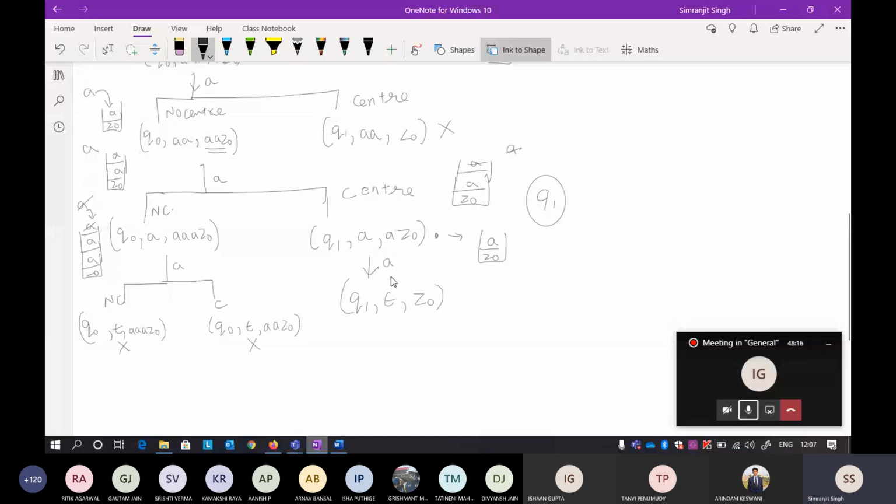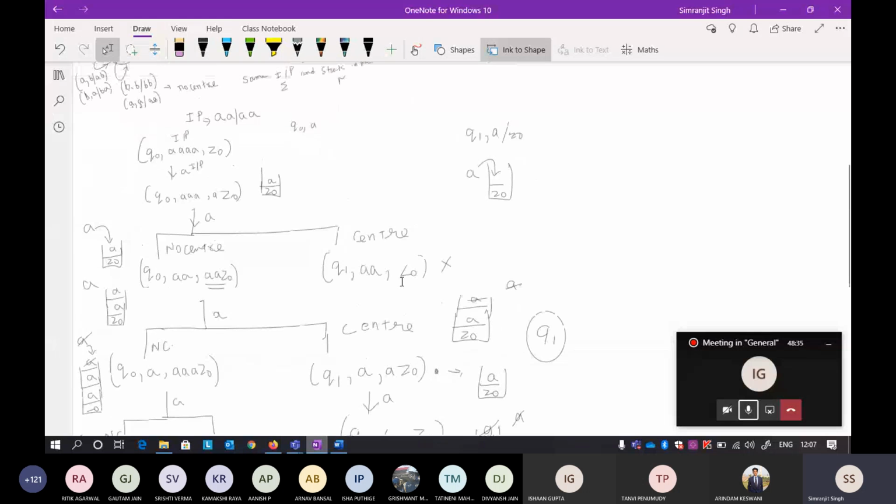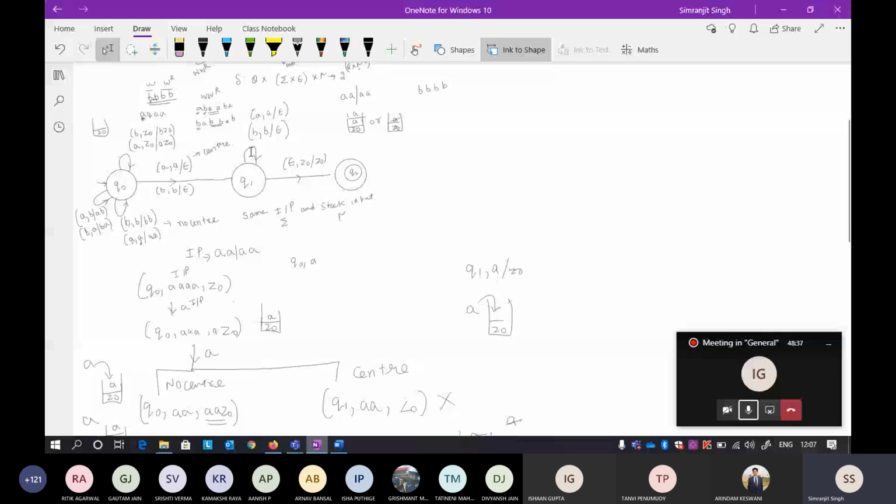So it is a loop of popping. Now you are here at Z naught and another A is coming, so you will pop it. Now you have reached Z naught. So what exactly is happening: you are at state Q1 and you got Z naught. This particular transition is defined at Q1, so if you reach Z naught, you can move on to the final state. That is how this NPDA is working.